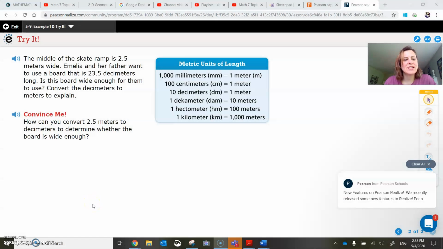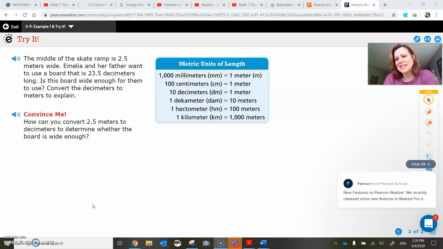The first question talks about that skate ramp again. They know that the skate ramp is 2.5 meters wide, and they have this board, not a skateboard, just a regular board because they're building a ramp with it. They have this board that they want to use that is 23.5 decimeters.